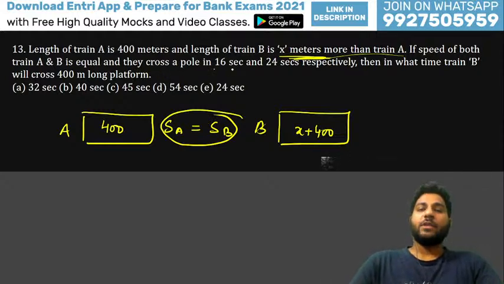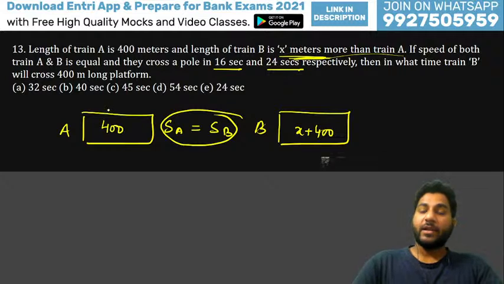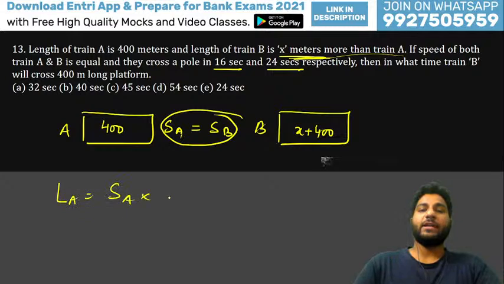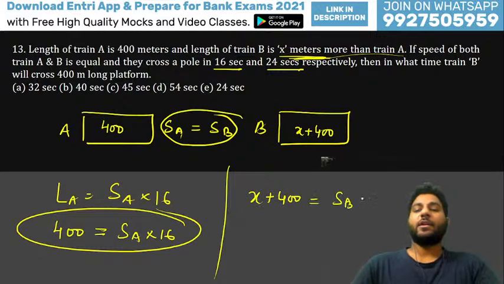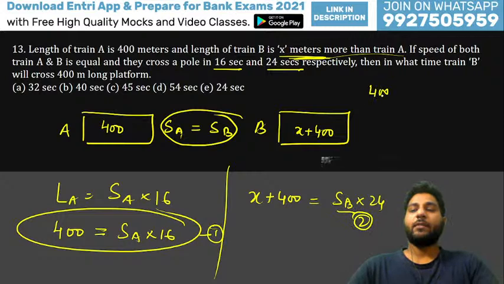And they cross a pole in 16 seconds and 24 seconds. You know that whenever they cross a pole, they will get their dimension. That means they will get their length. So length of train A has to be equal to speed of train A multiplied by time taken by train A. Length of train A is 400, so speed of train A times 16. After that, length of train B will be equal to speed of train B multiplied with 24.